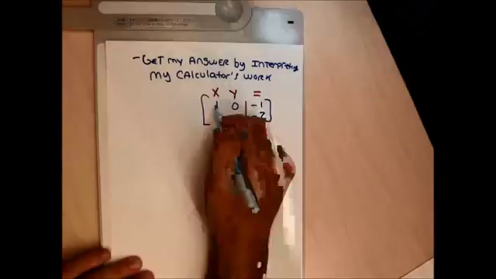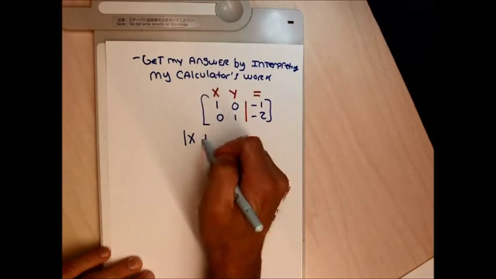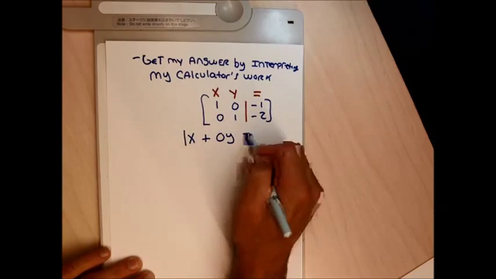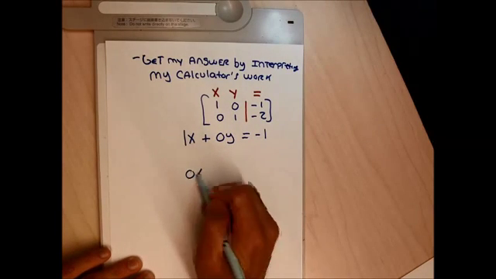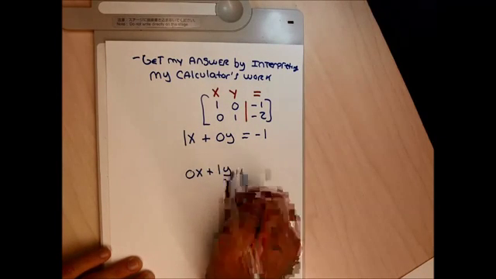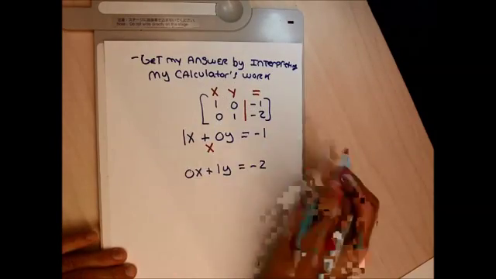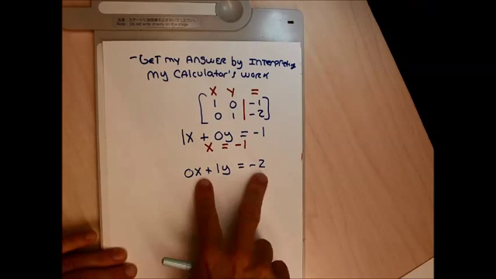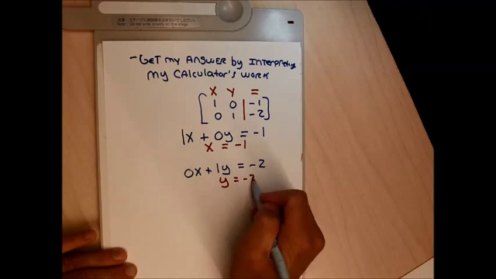So I'm going to create a system of equations from this matrix. The first row is going to say 1 times x. No sign there, so I need a plus sign. If it was a minus there, I'd put a minus sign. Plus 0 times y, and this bar is my equal sign, equals -1. And the second one's going to say 0 times x plus 1 times y equals -2. The nice thing about the first equation is it simplifies. 1x is just x, 0y is just 0. It simplifies to x equals -1. The second row, the 0x cancels. This gives me y equals -2.